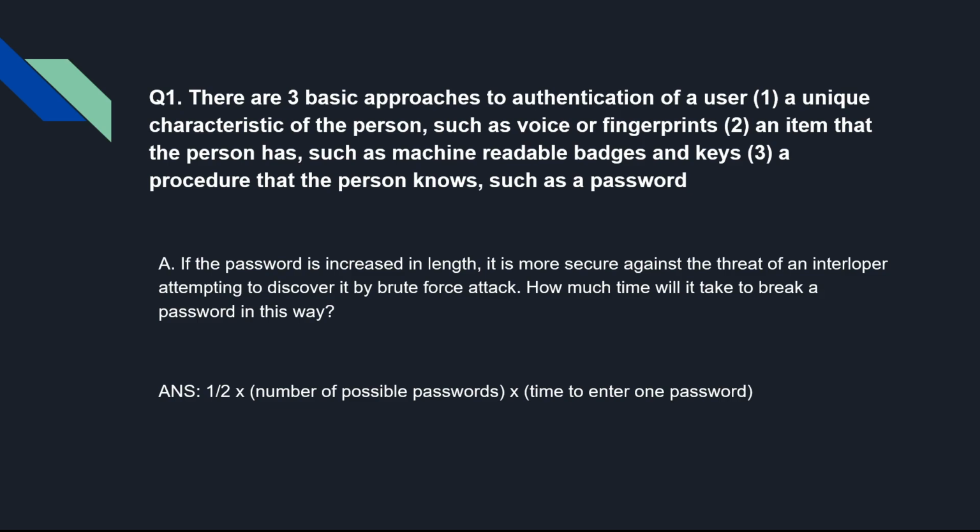First one is a unique characteristic of a person such as voice or fingerprint. Second is an item that the person has such as machine readable badges and keys. Third is a procedure that the person knows such as a password.